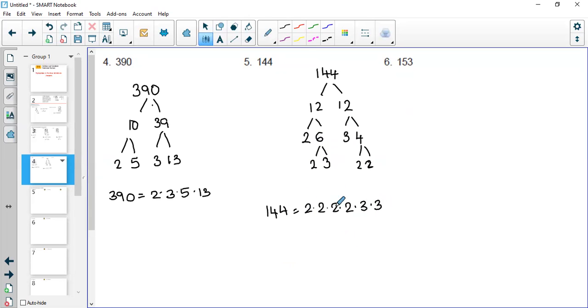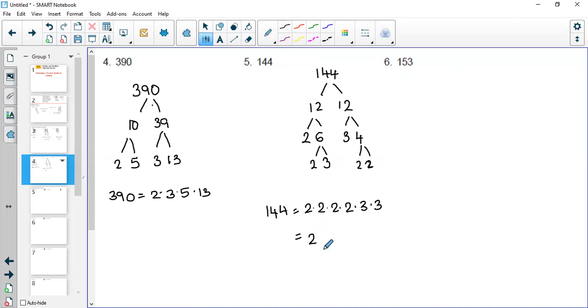Right? Now for a quick check, just keep multiplying them. 2 2's are 4, 4 2's are 8, 8 2's are 16, 16 3's are going to give you 48, 48 3's are going to give you 144.